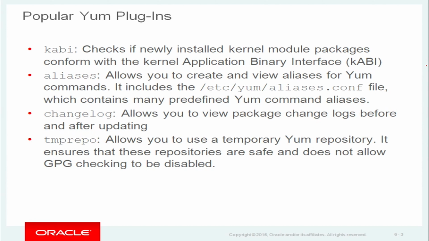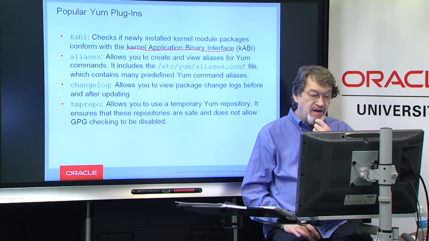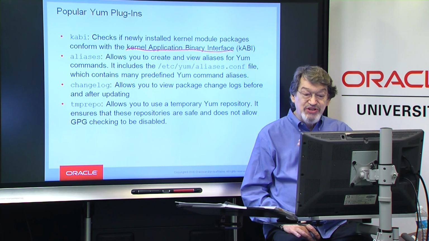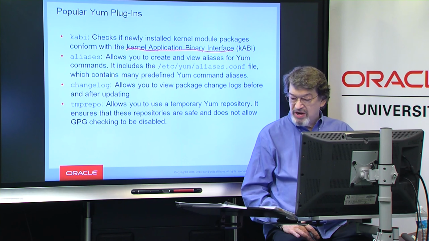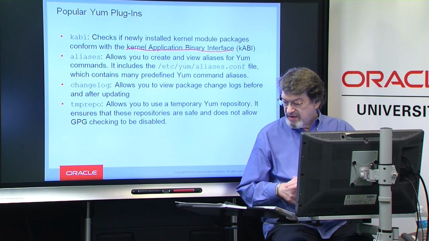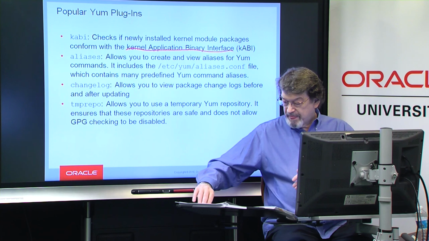So popular Yum plugins. The first one here, kABI, is the kernel application binary interface. Aliases allows you to create and view aliases for Yum commands. It includes the /etc/yum/aliases.conf file. There's a tmprepo and there's a changelog. And so once again, there's a lot of work underway with Yum.